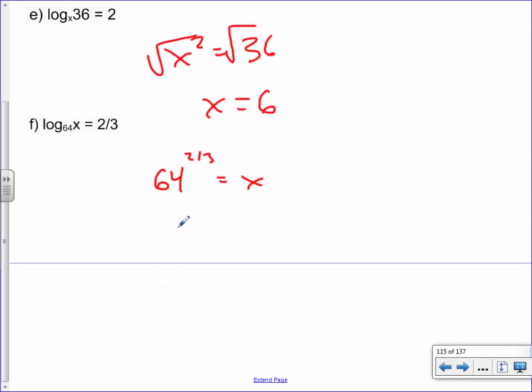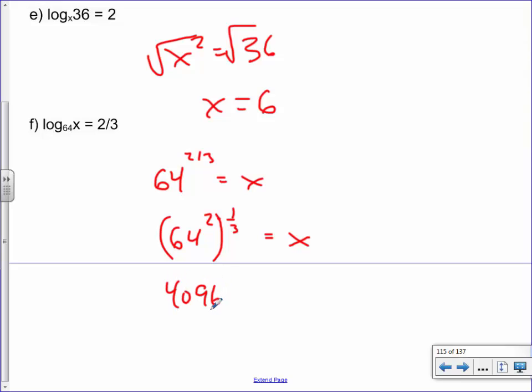Okay, it really can be written like this. 64 can be written as 2 times 1/3. That makes sense? 2/3 is really 2 of 1/3. The 2 means to square. So if you have a calculator, this is going to be a large number. I can't do it in my head, but can someone tell me what 64 squared is?